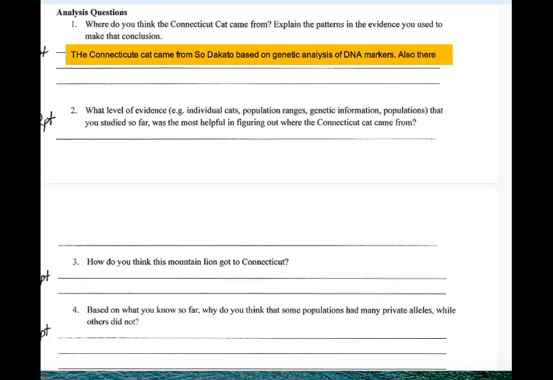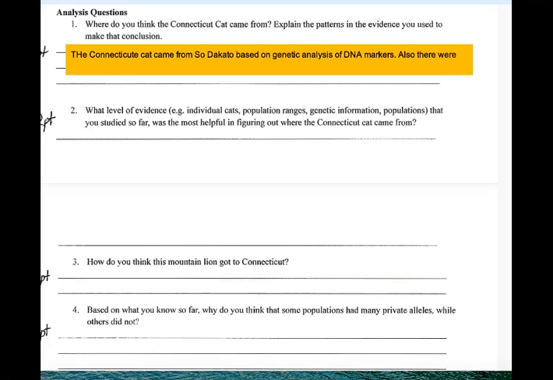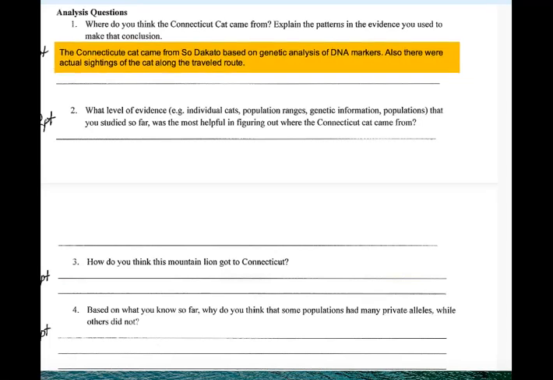Also, there were actual sightings of the cat along the traveled route. Okay. So that's what we've concluded.